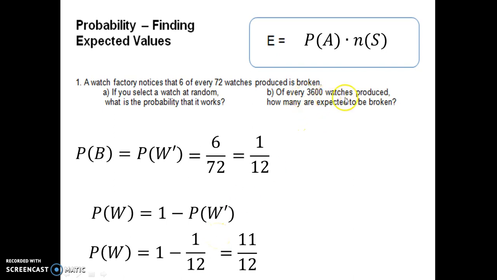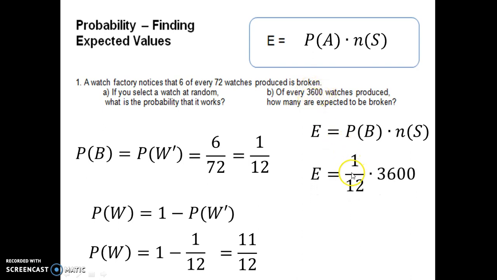Question B, of every 3,600 watches produced, how many are expected to be broken? So now this is where we're going to use the expected value formula. Let's begin with that. We want to use the probability of broken watches multiplied by the number of items we're talking about in this sample. That means we do the probability of broken, which is 1/12, that's what we calculated here, times the total sample of watches we're taking, which is 3,600. If we multiply those two, 3,600 divided by 12 is 300. So of this group of 3,600 watches, 300 are expected to be broken because that is exactly 1/12 of that value.